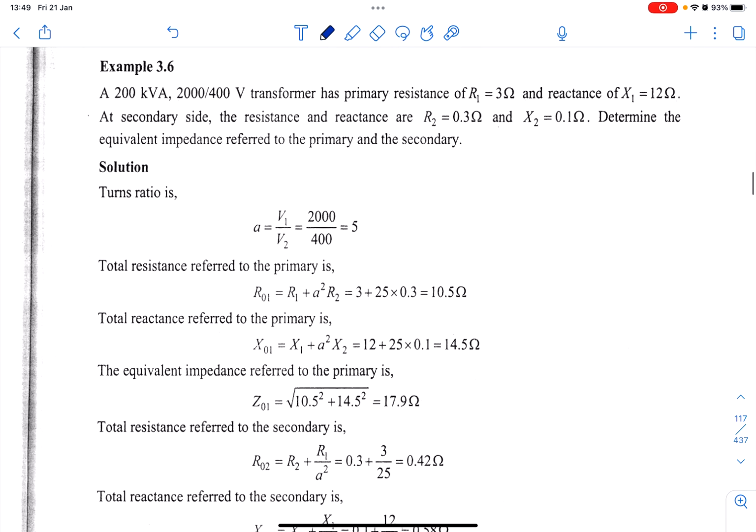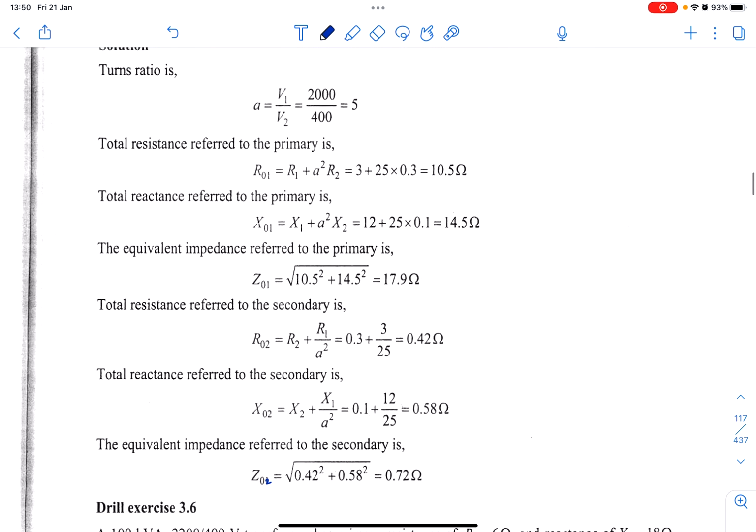So now let's look at an example here, 3.6, where you have a 200 kVA transformer. So this is its power rating, and this is the primary side and this is the secondary side. The primary resistance R1 is equal to 3 ohm and the primary reactance is equal to 12 ohm. At the secondary side, the resistance is equal to 0.3 ohm and the reactance at the secondary side is equal to 0.1 ohm. Now you need to calculate the equivalent impedance referred to the primary and secondary.